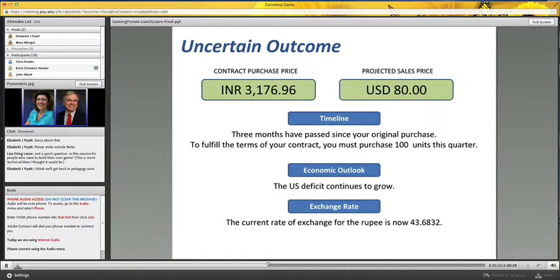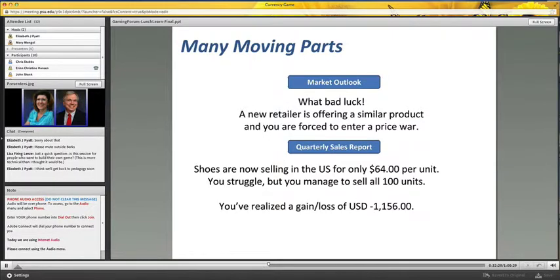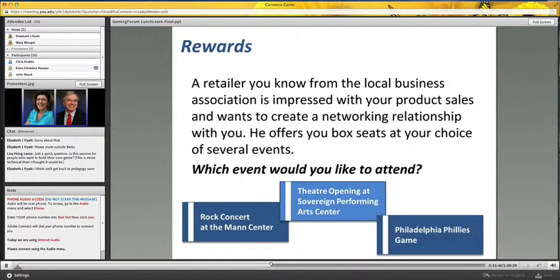Each quarter, the learner sees an update on where they are in their contract, the current economic outlook, and the current exchange rate. There are many moving parts in a game, just as in international business. So there's a lot to observe going on in this game. But at the end of each quarter, there is a quarterly sales report that lets them know how they did that quarter.